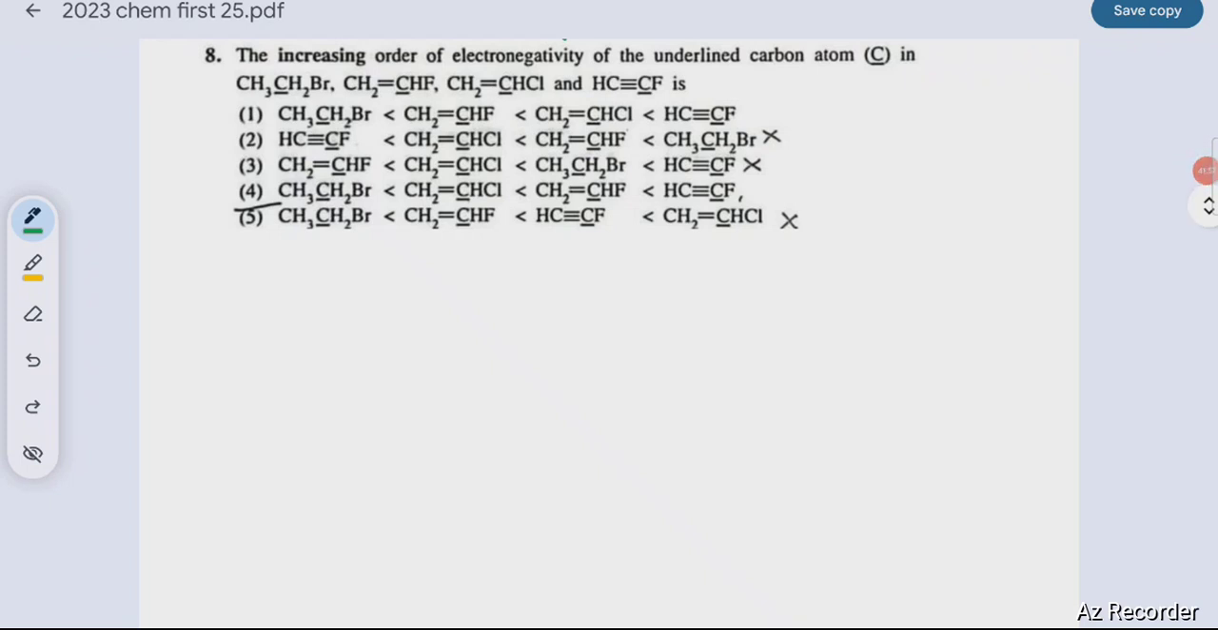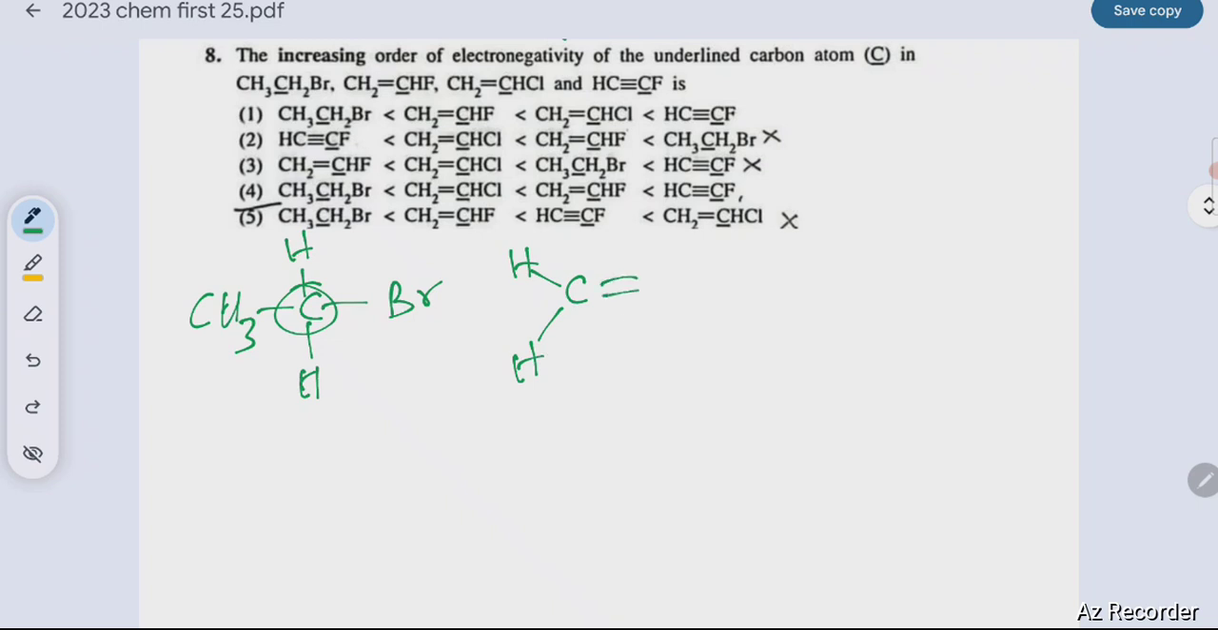The question is the increasing order of electronegativity of the underlined carbon atom. They have given some structures and we have to identify the increasing order of the electronegativity of the underlined carbon atom. First we'll draw these structures. CH3, CH2, Br, and this is the carbon that we should consider. Then CH2 double bond CHF.